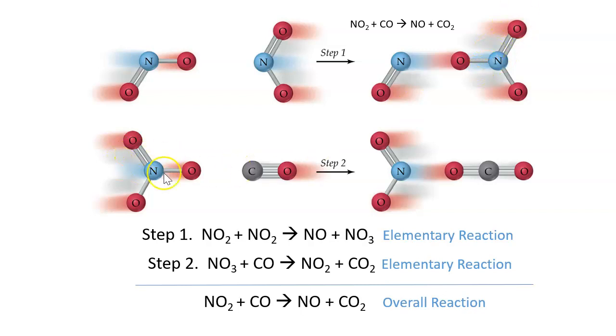Now that NO3 intermediate can collide with a molecule of CO, and we get an exchange. The oxygen jumps from the NO3 to the CO. We return the NO2, and now we have a CO2. So oxygen is transferred by this intermediate NO3, which is acting like a carrier. It's like the delivery person: let me take this oxygen from you, and I'll go over here and give it to the CO. So this is what we mean by a mechanism. And each of these steps is an elementary reaction.